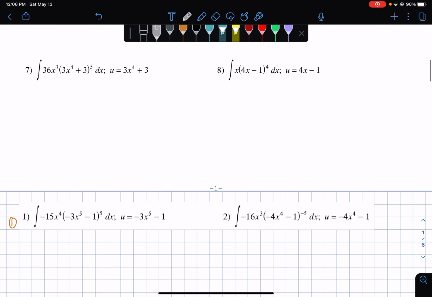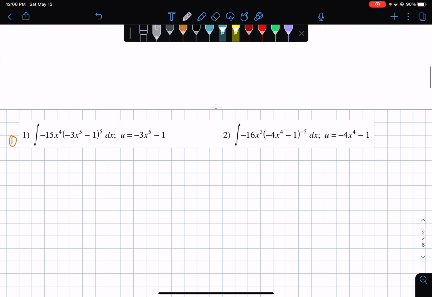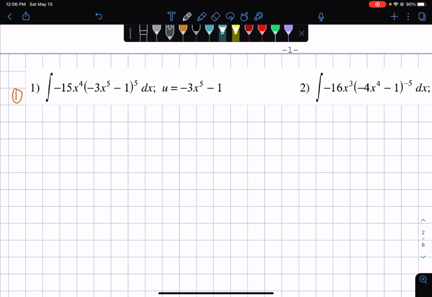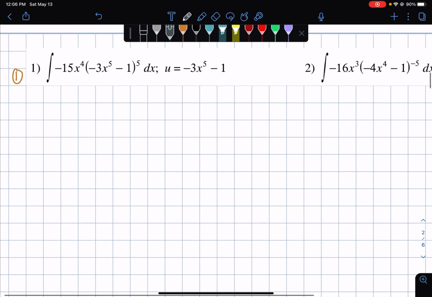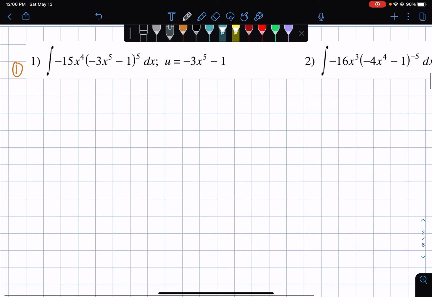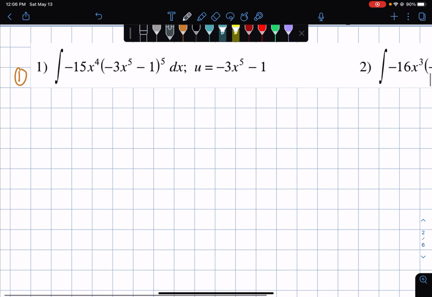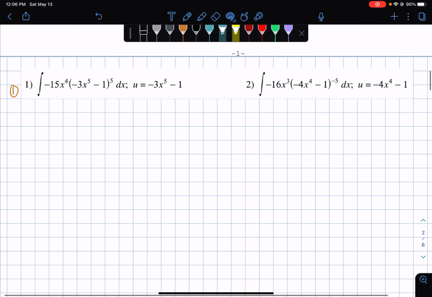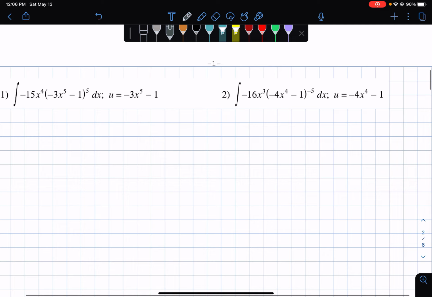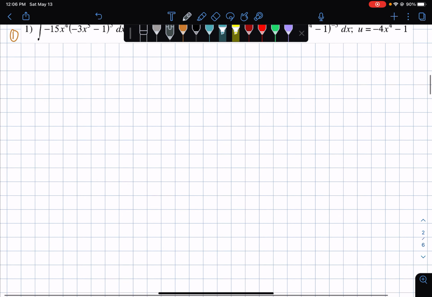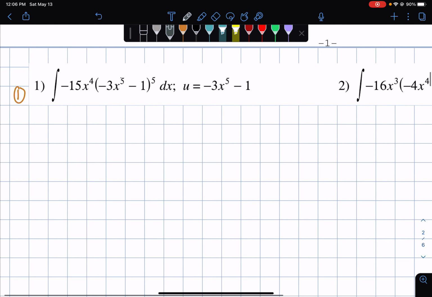Yeah, we'll be solving it here. Since we need more space, it's going to take a lot of space, so I transferred the same questions in another paper. So let's start with number 1 formally. I'm not sure why the worksheet already provided the u value, but just for your information, you find it by anything that's inside the parentheses, usually. So u in this case is negative 3x raised to 5 minus 1.